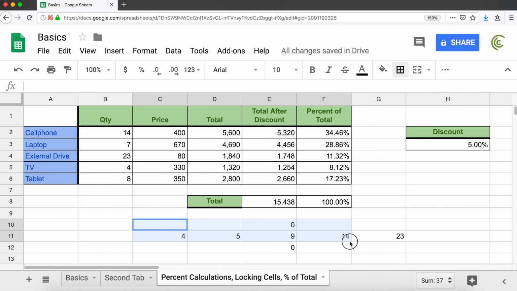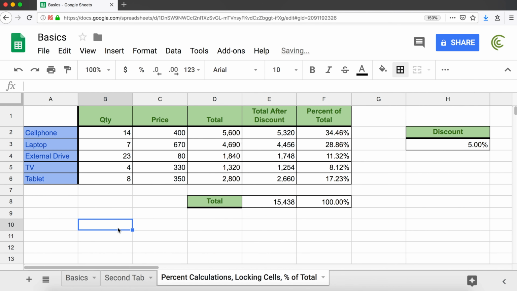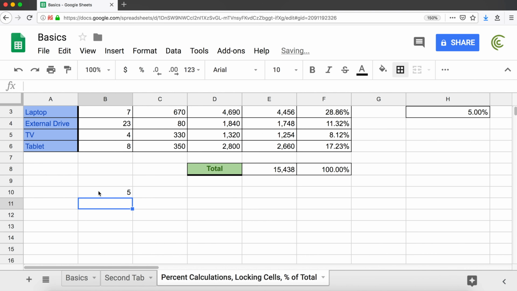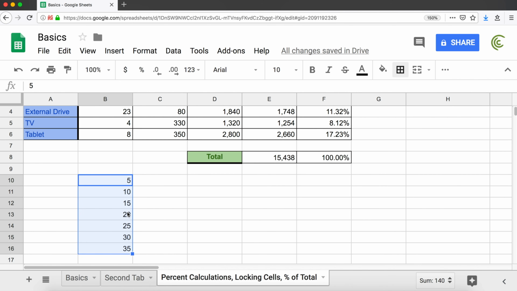That could be useful sometimes if you're trying to create some pattern of numbers. So let's say I have 5, and then I want to go 10, 15, 20. Now, one way you can do this is to use autofill. You can highlight these two numbers and drag it down, and it's just going to continue the pattern. However, this is not a formula. This is just numbers in the cell.